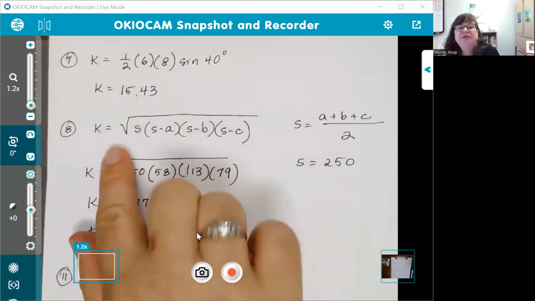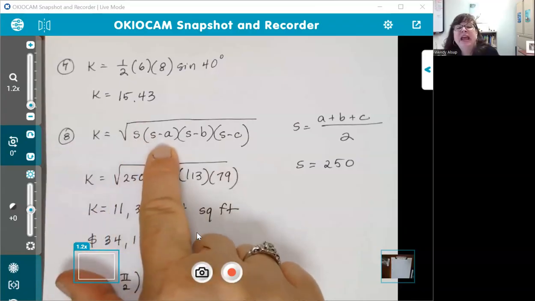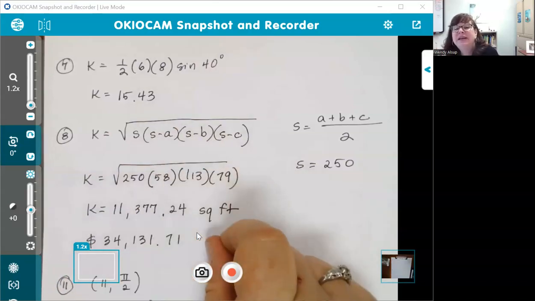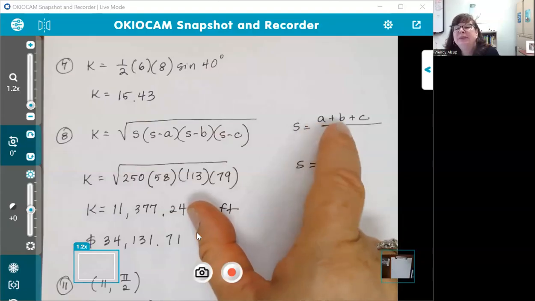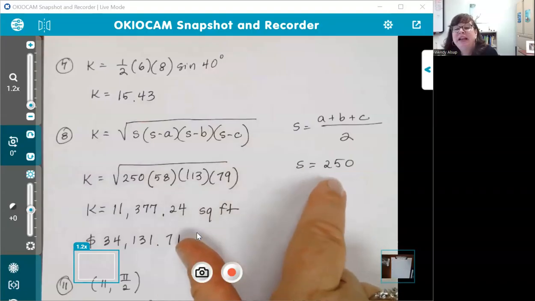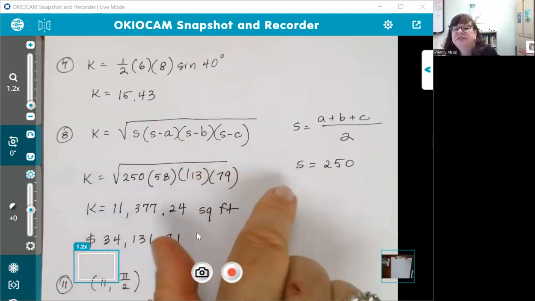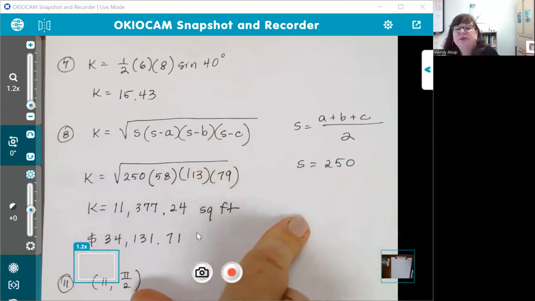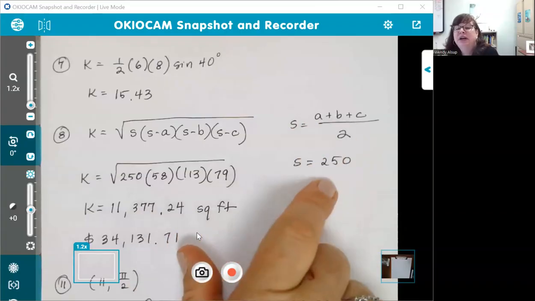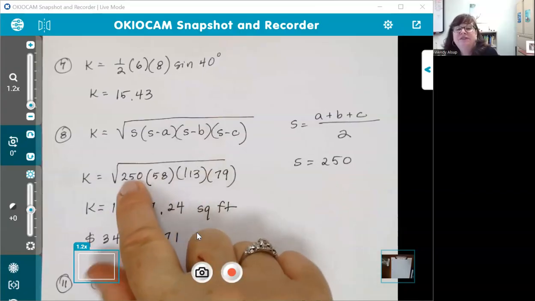But number 8 was a side, side, side triangle, and I needed to use Heron's formula. Heron's formula is K equals the square root of S times S minus A times S minus B times S minus C, where S is the semi-perimeter. It is your side plus your side plus your side, all divided by 2. For my example, my S was 250. I didn't even write down my sides here, thinking that I could see this question, but I can't. But my 3 sides added up to 500, and divided by 2 is 250.